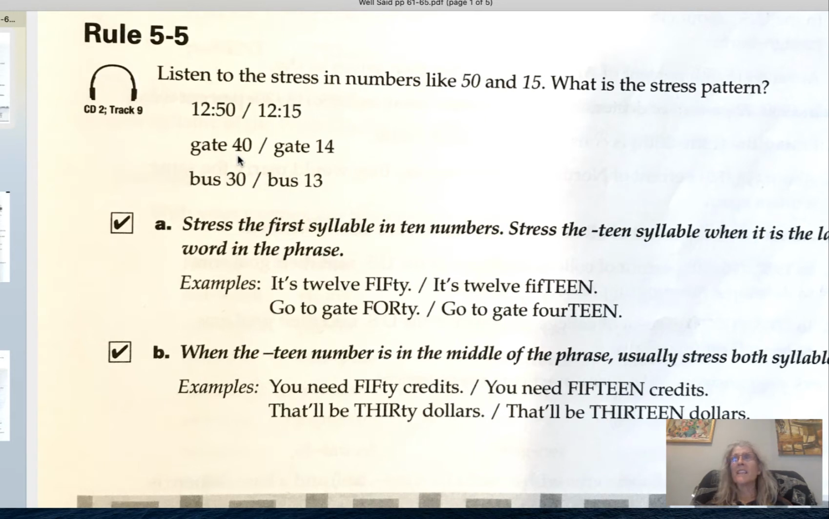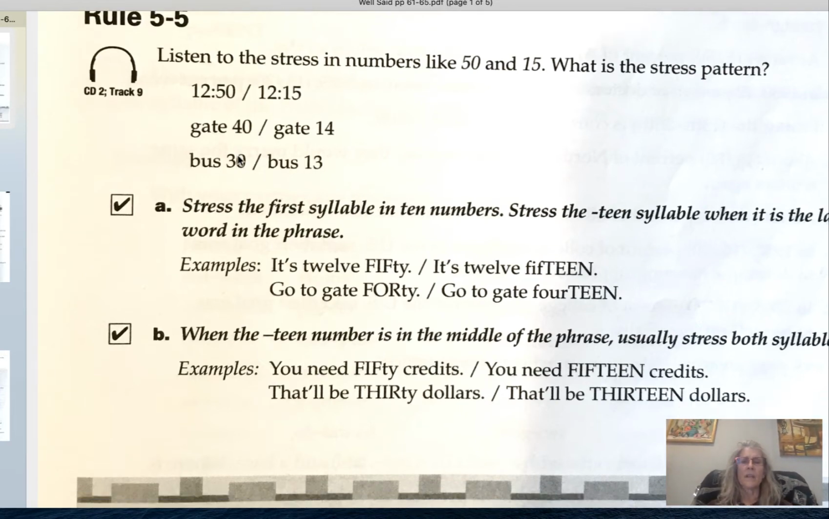Go to gate 14. So you notice that when I'm saying the 10 numbers, I am stressing the very first part of that word, the actual one that gives us the context, right? It gives us what number it is. Fif meaning 5 and four meaning F-O-U-R, right? And 30, the T-H-I-R, is the 3 representation. So stress the first syllable in your 10 words, and then stress the teen when you have it in the teen number, or when it's the last word in the phrase.